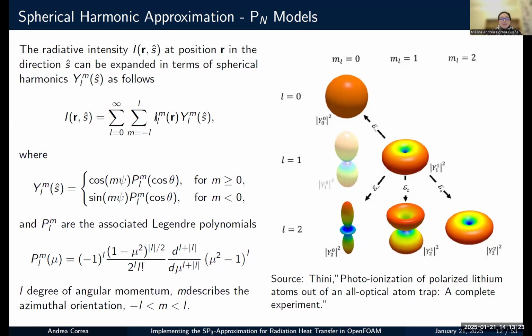Here, we can see that the first equation is the spherical harmonics. But the spherical harmonics depend on the associated Legendre polynomials, and of course, depend on the two different numbers, L and M, that I just explained. In radiation models, such as P1 or SP3, radiative intensity can be expanded to capture angular variation in radiation.